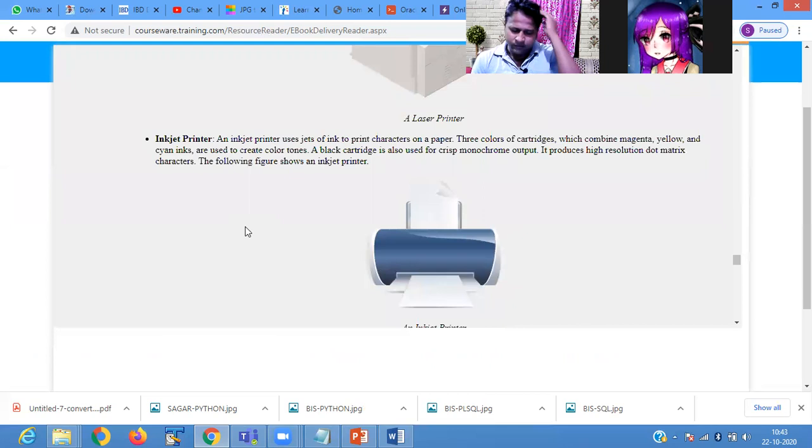Then the inkjet printer. An inkjet printer uses jets of ink to print the characters on the paper. So three colors of cartridges are used. One is a combination of magenta, yellow, and cyan inks, which is used to create the color tone. A black cartridge is also used. So we are using different types of cartridges for printing those particular characters.